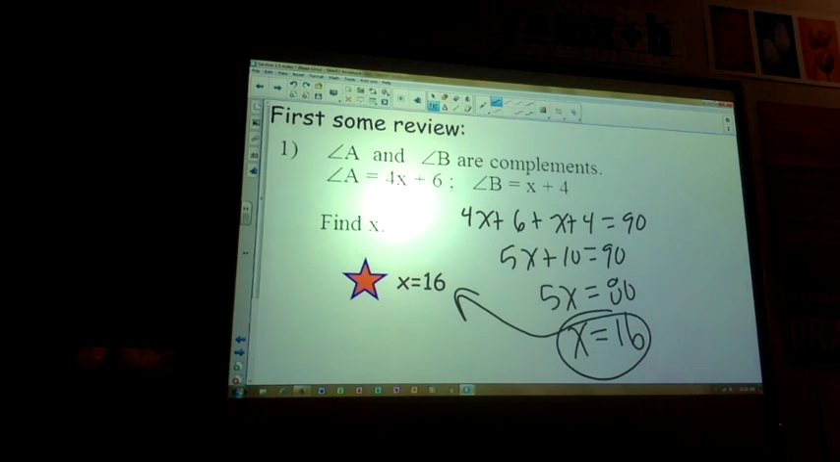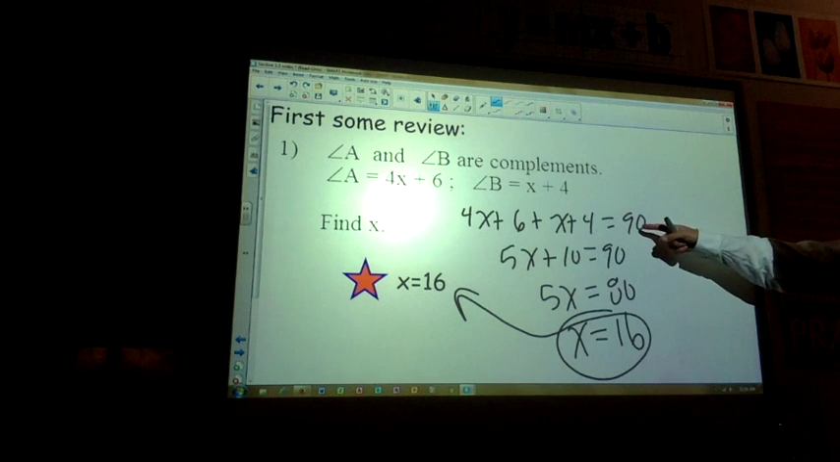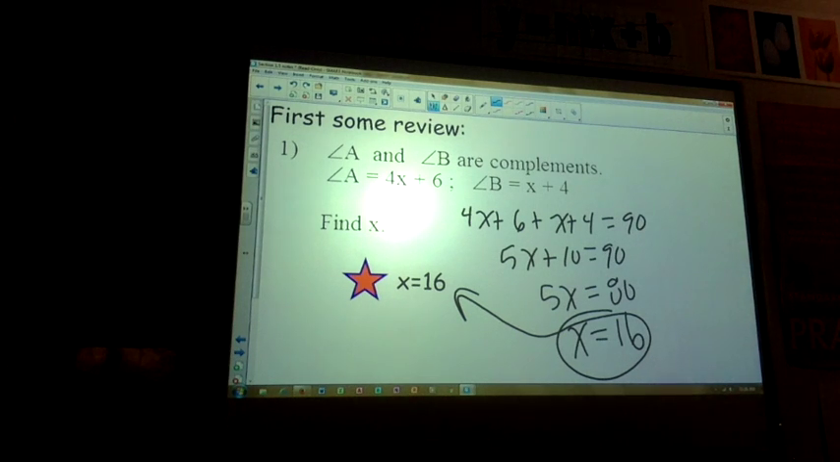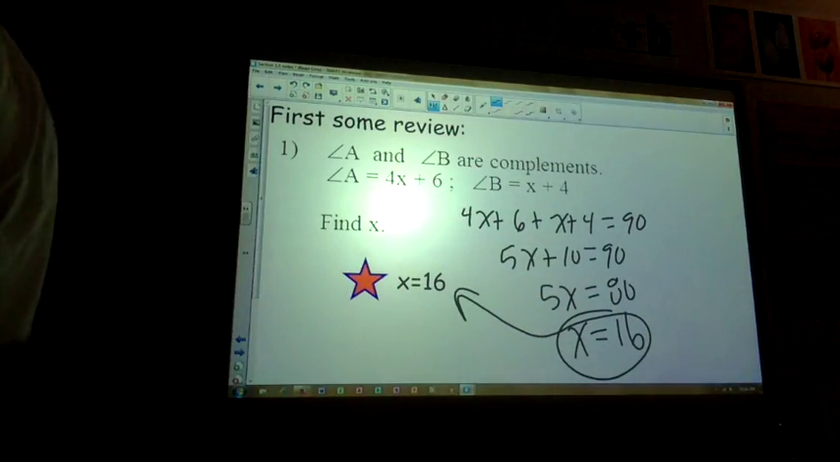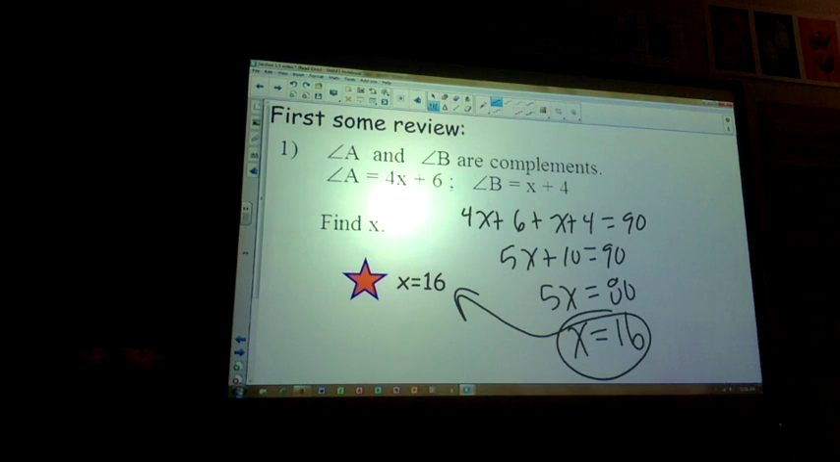And if they were supplements, the only thing that would change is this would become 180, but it's going to be done the same way. So complements, supplements. And the dorky way to remember complement versus supplementary angles is that a complement sounds like complete, so they're 90 rather than 180. I don't know. It's bad. We're not real creative in this math world. Can I move on?